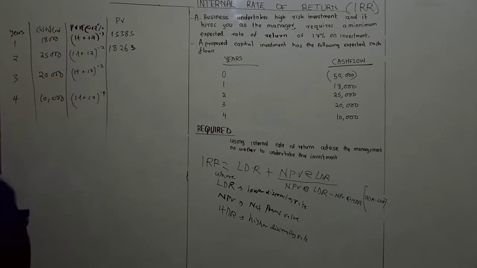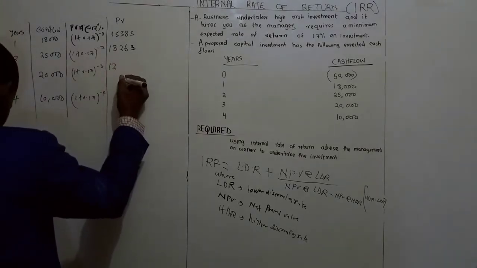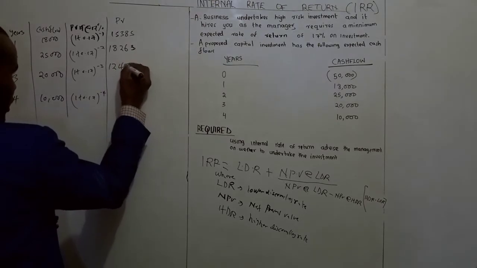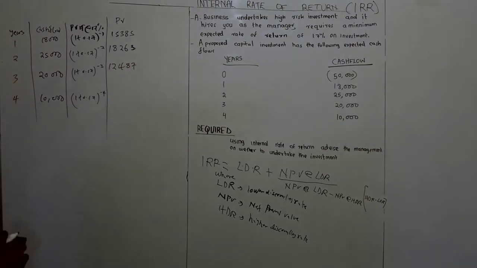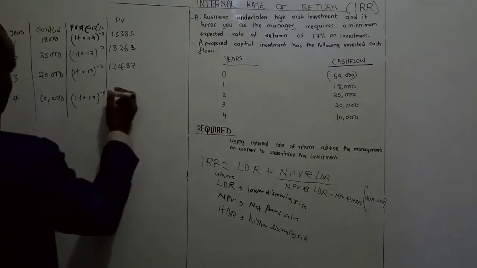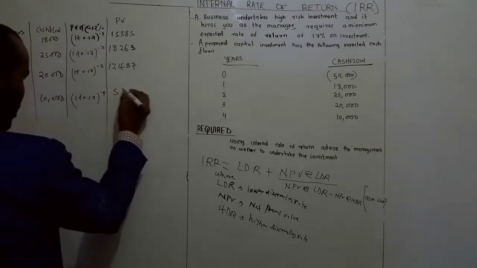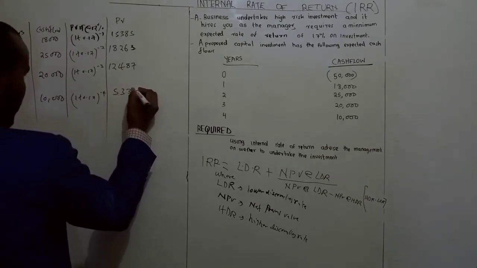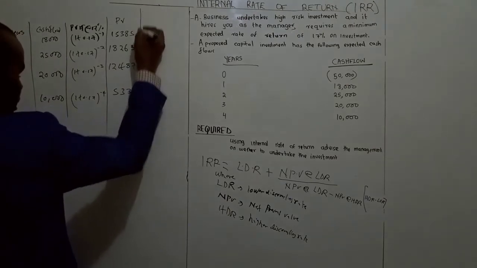18,263. Next, we take 1 plus 0.17, raised to -3, then multiply by 20,000. I'm getting 12,487. Next, 1 plus 0.17 raised to -4, then multiply by 10,000. So I'm getting 5,337. Now this will give me the present value.